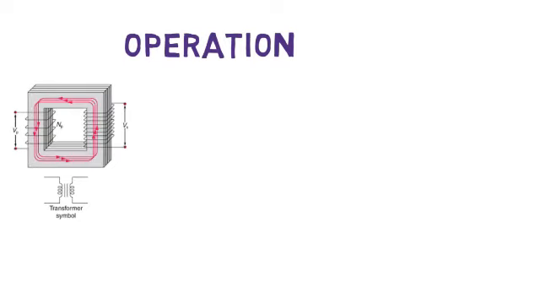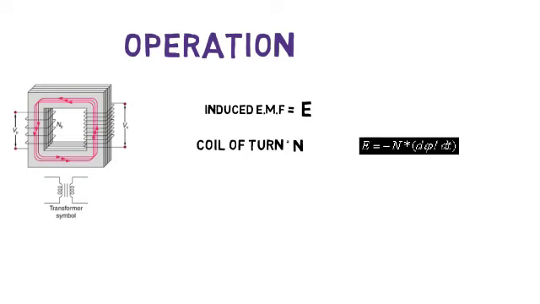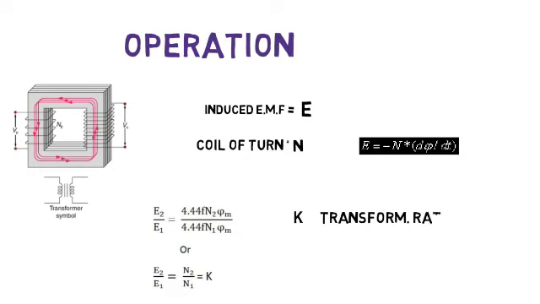Now the induced EMF is E, for a transformer having N turns. According to Faraday's law, E equals minus N d phi by dt. Now for the primary and secondary, having primary voltage E1, secondary voltage E2, and N1 and N2 as the primary and secondary turns, then V2 by V1 equals E2 by E1 equals N2 by N1. That is the transformation ratio and it is defined as K.